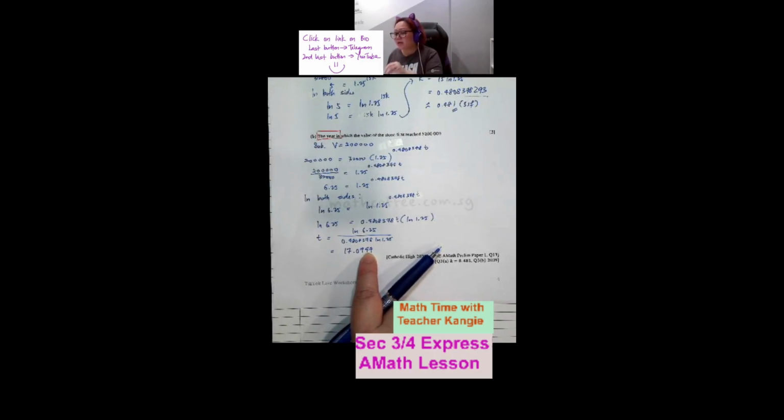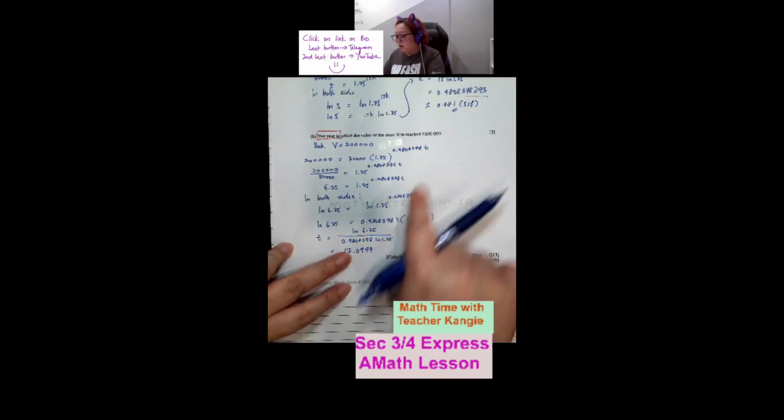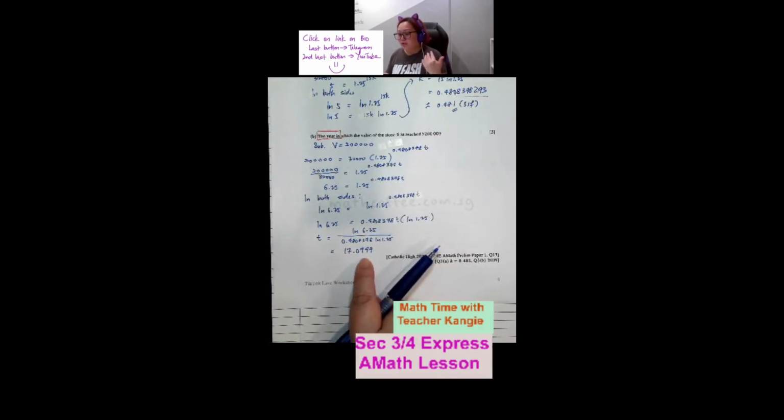Because they said the year. One year has 12 months. Even if it's 17.5, it means it's the 17th year plus, so it's still within the 17th year. You understand? So you don't round it up to 18. Because if you put 18, it's already more than 200,000. Yes, sorry, if you upgrade it to 18, it is already more than 200,000.